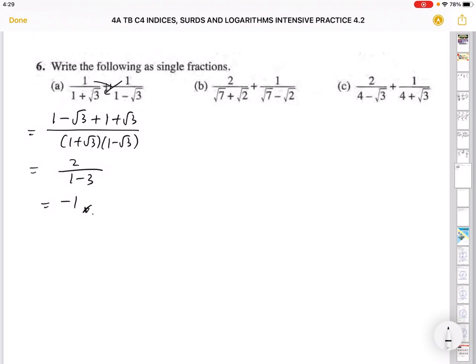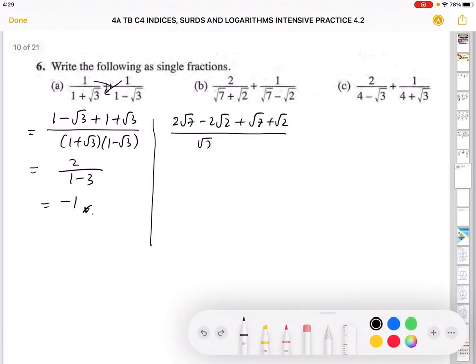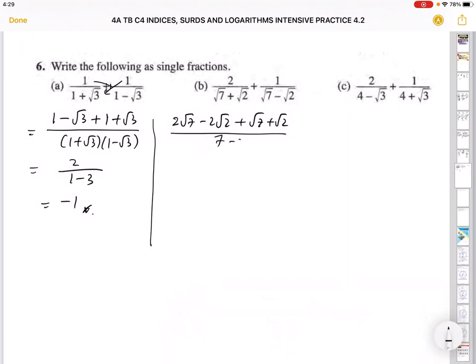For b again, I take 2 times this. Okay, I think we can just multiply directly. 2 root 7 minus 2 root 2, then root 7 plus root 2, and your denominator is root 7 minus, root 7 squared. Can I just write 7? I don't write so many things. I just write 7 minus 2. And from here, 2 root 7 plus root 7 is 3 root 7. Minus 2 root 2 plus root 2 is just negative root 2. And 7 minus 2 is just 5.